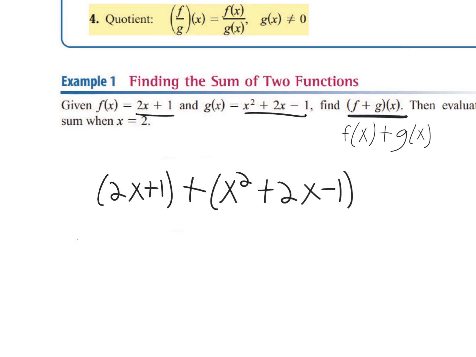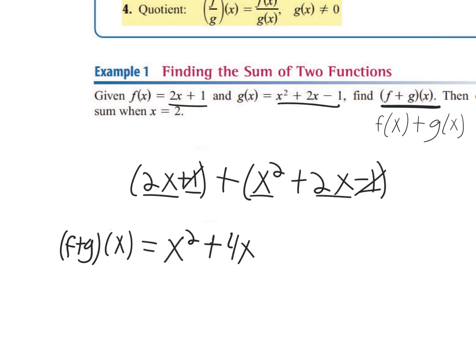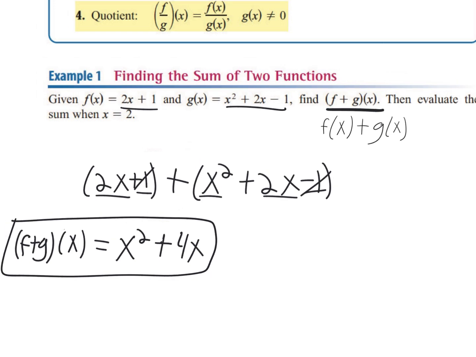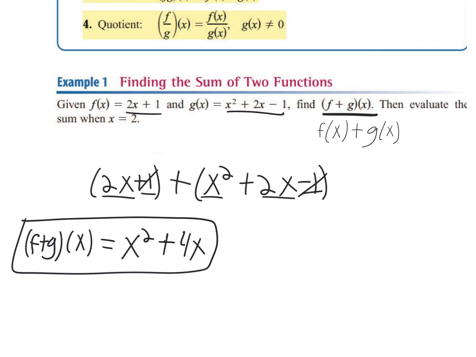All right. And all we have to do is combine like terms. Nothing combines with this x squared. 2x plus 2x is going to get you 4x. And 1 minus 1 is going to cancel out. So we have that f plus g of x is x squared plus 4x. All right. So that's the actual function.